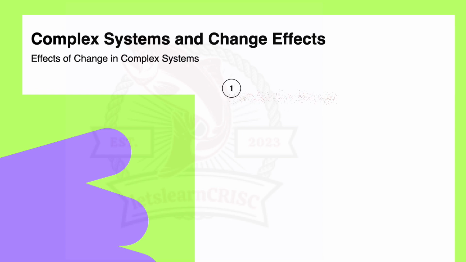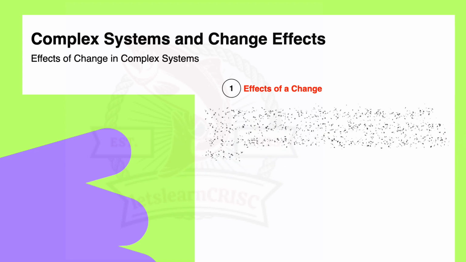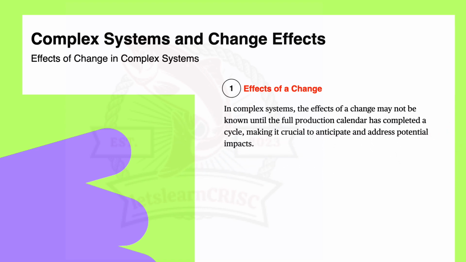Moving next is about the complex system and change effect, right? In this, the first is the effect of a change, right? Friends, in a complex system, we know that the consequence of a change may not become apparent until the system has completed a full production cycle. Right? So this makes it crucial to anticipate and address potential impact in advance. Right? Imagine upgrading a large scale manufacturing process, so that the full effect of the changes, such as a shift in the production efficiency or resource utilization, may only become clear after an entire production cycle.